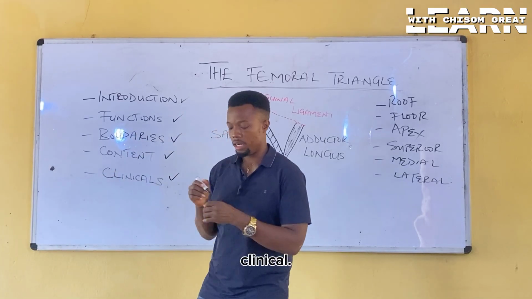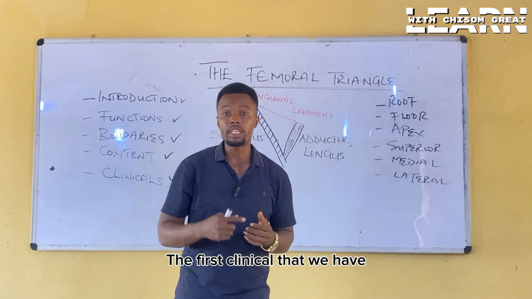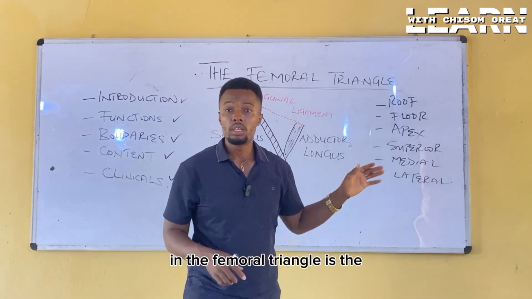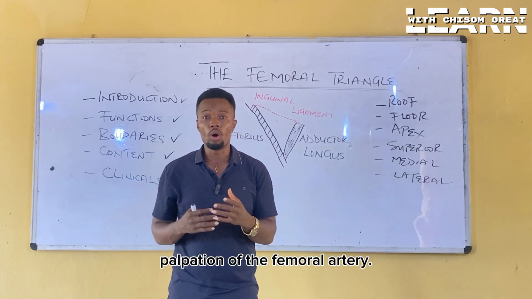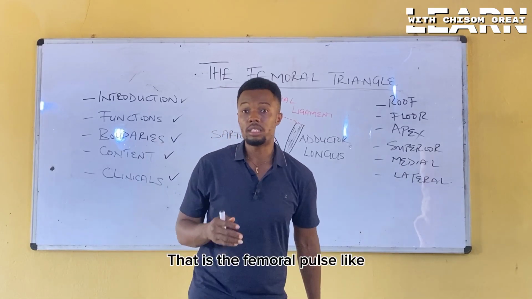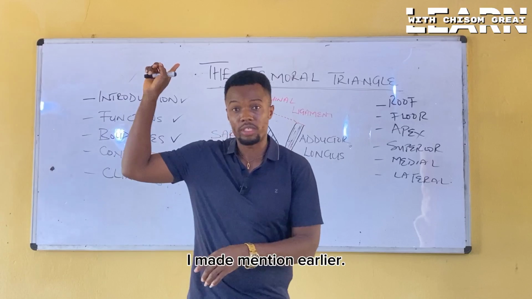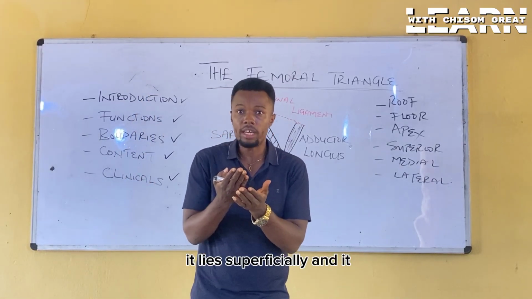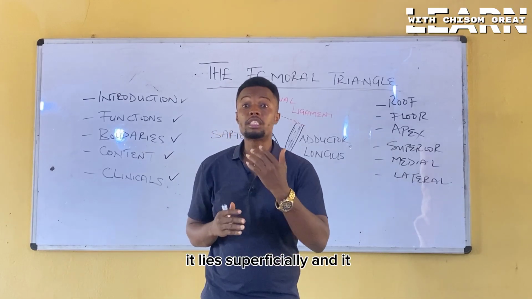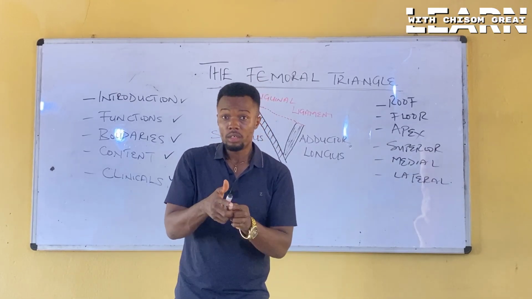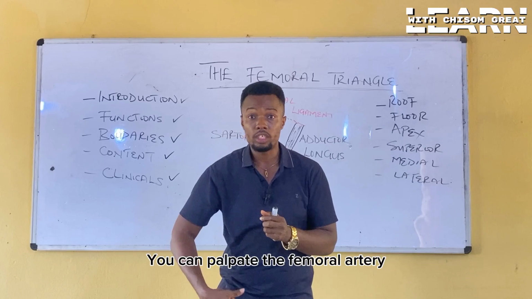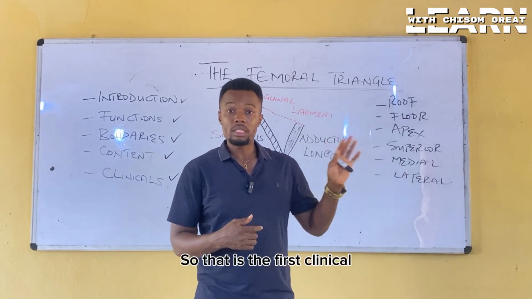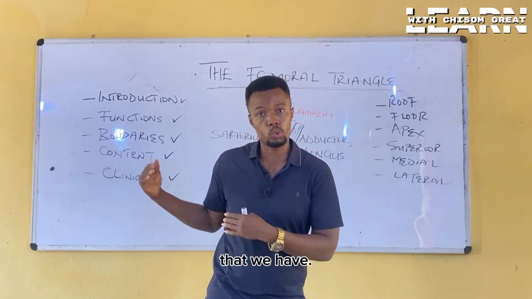Then let's go over to the clinical. The first clinical that we have in the femoral triangle is the palpation of the femoral artery. That is the femoral pulse, like I made mention earlier. So the femoral artery lies superficially. Yes, it lies superficially and it can be palpated. You can palpate the femoral artery in order to measure the femoral pulse. So that is the first clinical that we have.